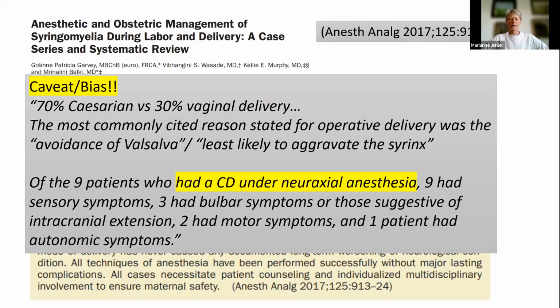So actually, the most cited clinical reason for cesarean section delivery was the avoidance of Valsalva, which was felt least likely to aggravate the syrinx. However, the 9 patients who did have a cesarean section had different conditions, including sensory symptoms, bulbar symptoms, questions of intracranial pressure, motor symptoms, and autonomic symptoms. So these would be exactly the same patients that you would be worried about having a Valsalva maneuver. So it's questionable how solid these recommendations actually are.